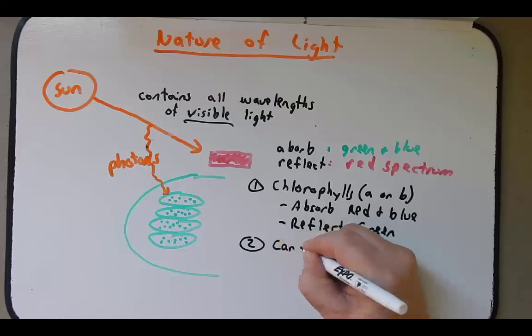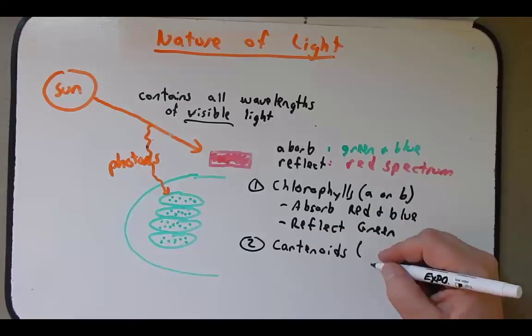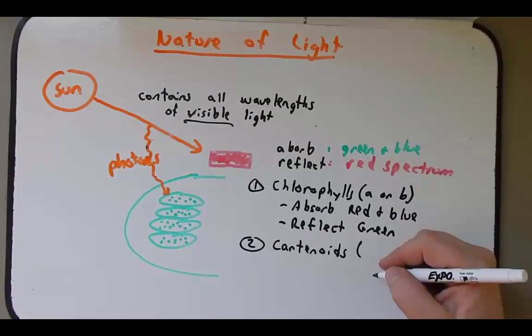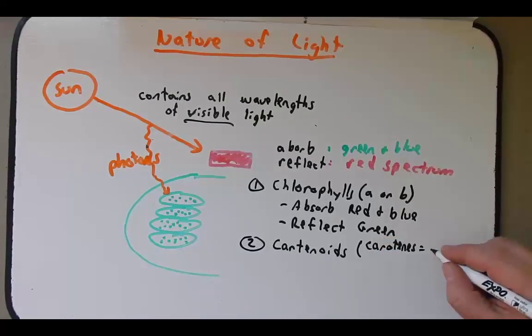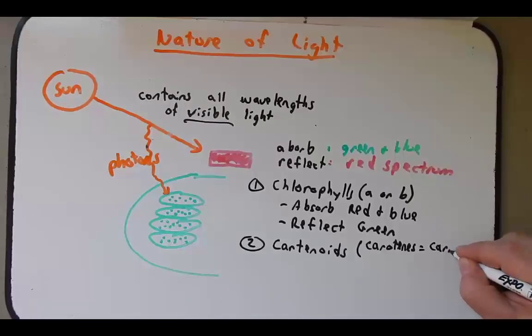The next pigment is called carotenoids. There are several kinds, but the two that your book talks about are the carotenoids, which is why carrots are orange, and the other one is xanthophylls.